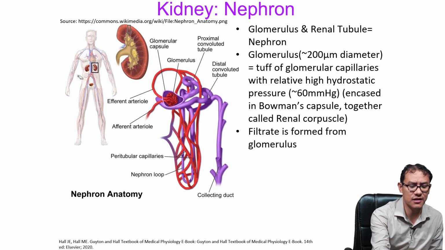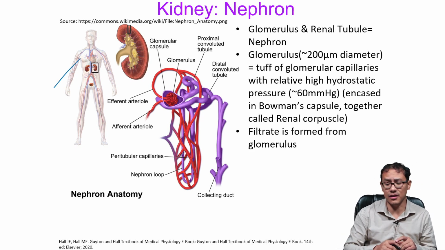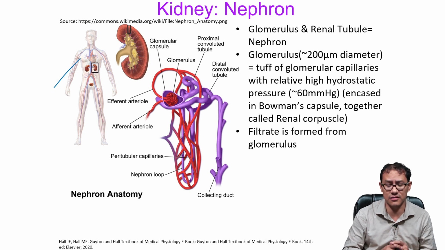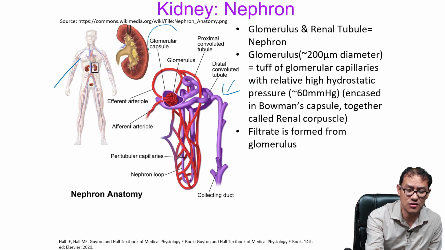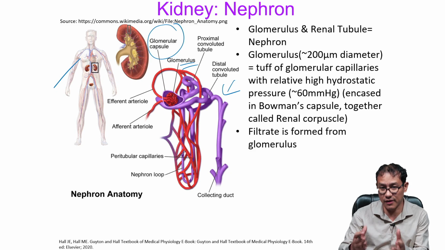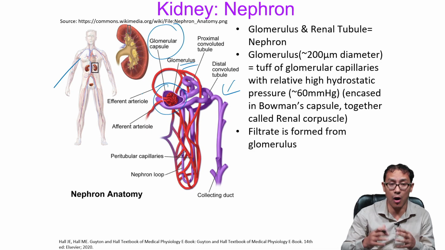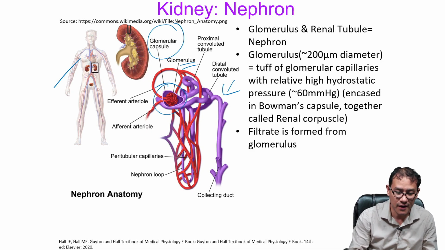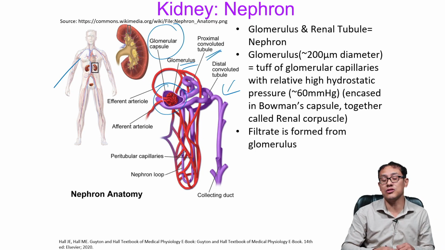Here you can see the anatomy, and the functional unit of the kidney is known as the nephron. Nephron is the functional unit of the kidney, and this diagram is the nephron. The nephron consists of the glomerulus, which is the capillary. This is known as the glomerulus, and it is enclosed by what is known as the Bowman's capsule, which we will see, and then this is connected to the PCT, or proximal convoluted tubule.